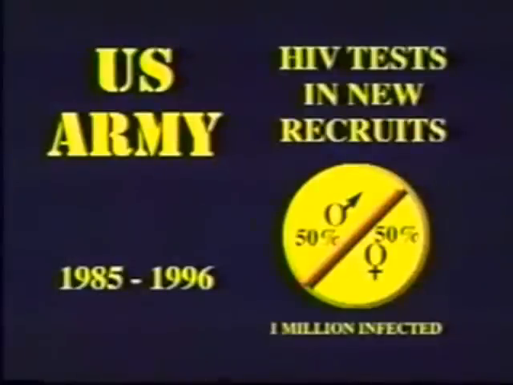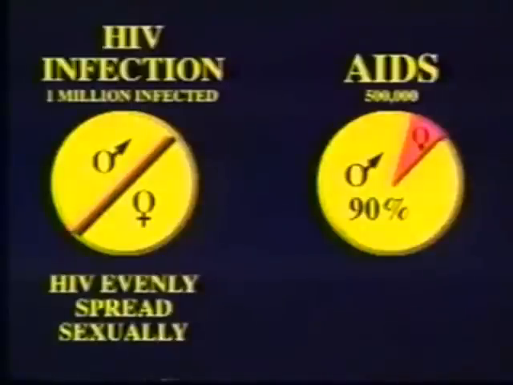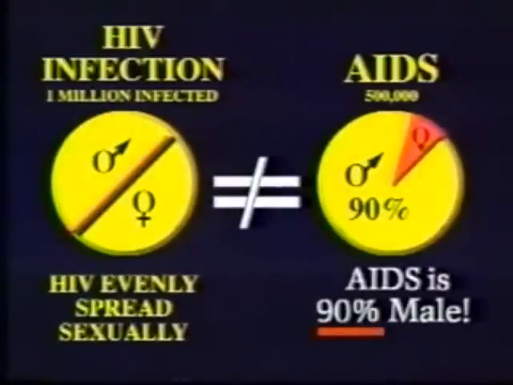When the U.S. Army began testing new recruits for HIV in 1984, they discovered an amazing fact. HIV infection was evenly spread between males and females, 50-50, and it's remained that way since then. It should follow that AIDS would be 50% male and 50% female. Yet 9 out of every 10 people who develop AIDS continue to be male. A germ-related disease should be spread evenly between the sexes, and though HIV is evenly spread, 90% of all U.S. AIDS cases develop only in males.